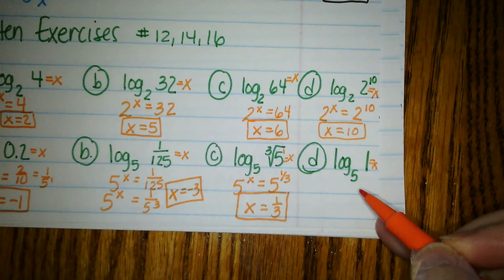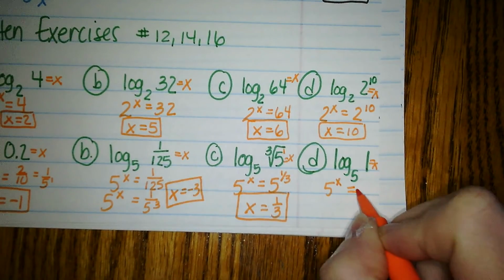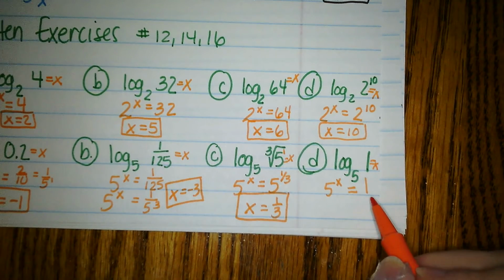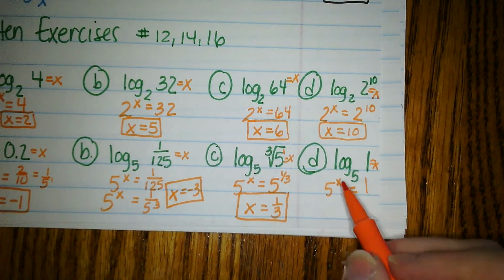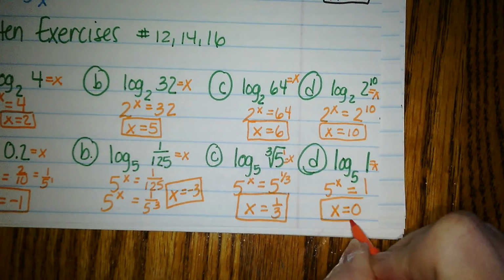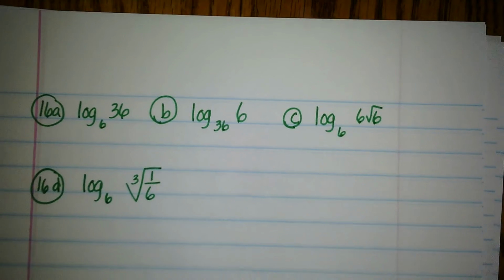This one is tricky. This one is 5 to the x power equals 1. So 5 to the what power equals 1 whole? Well, remember, anything to the 0 power equals 1 whole. So x is 0. All right, so that leaves number 14. All right, we've got one more example to do, and that's number 16.